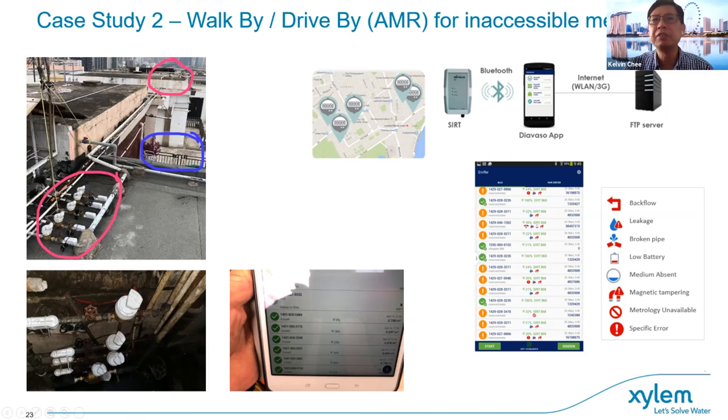But then they discovered that with our system, there are a lot of alarms that you can see on the right side. So besides doing the billing, they can understand what's happening on the meter, whether there's a backflow, leakage or broken pipe. All these alarms are alerted on the meter reader when they go by. And with walk-by, drive-by, the time taken to read each meter is probably about 1 or 2 seconds, so that's very efficient. With this rich data coming from the meters, it can again help the customers to reduce the apparent loss.